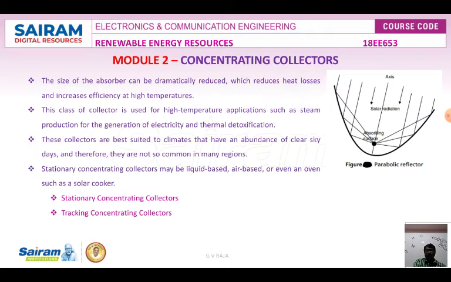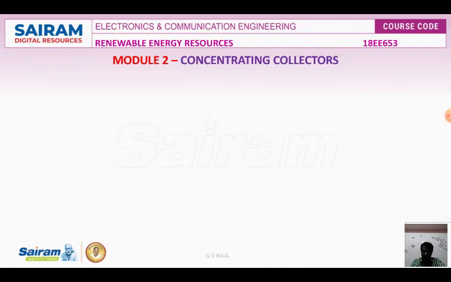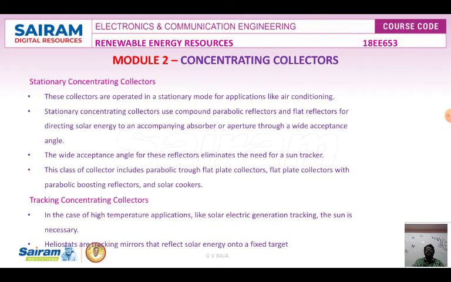And another one is the tracking concentrating collector. The tracking concentrating collector will track the sun. The parabolic reflector, that is the parabolic dish, is rotating in nature. It will track the sun so that the sunlight can be gathered, and the energy will be converted into heat energy. That is the tracking concentrating collector. Stationary concentrating collectors are operated in stationary mode, that means fixed mode. So it is a fixed mode collector.